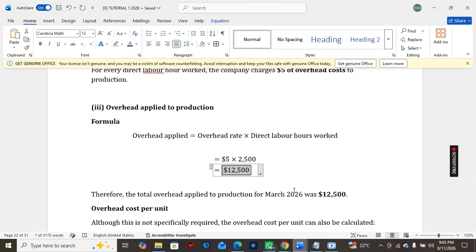So that's how you find the overhead that you need to charge. Once you've calculated the overhead absorption rate, you'll be multiplying by the level of activity. So if your overhead absorption rate is, let's say, 5 kwacha per samosa, you'll be multiplying by the number of samosas produced so that you know what is my overhead charge incurred for the month.